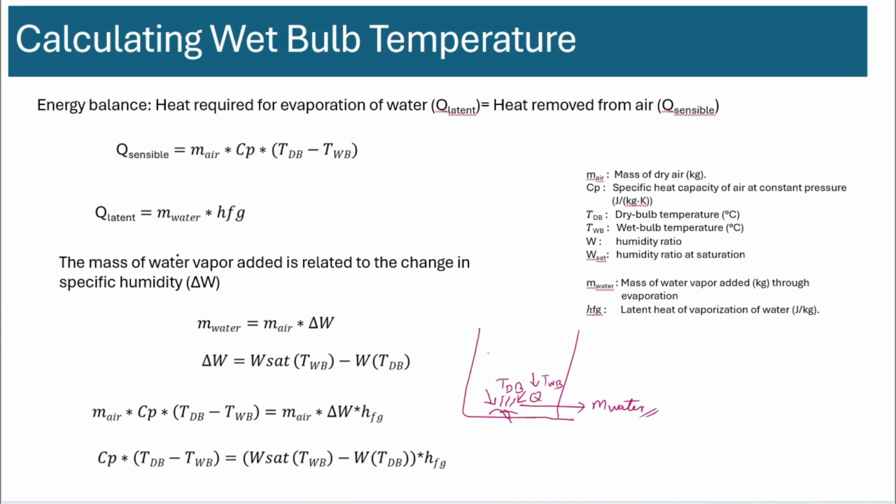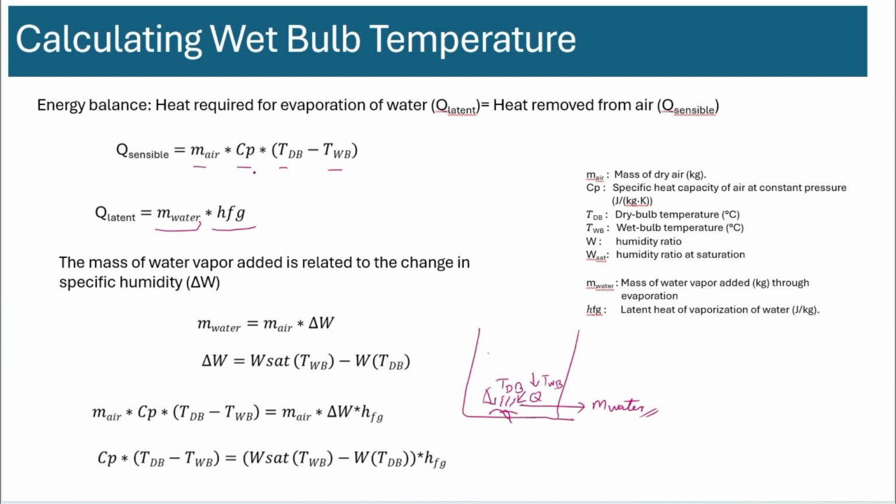If you did an energy balance, the heat of evaporation is the amount of water that is evaporating times the latent heat of evaporation. That's the total heat of evaporation. And the amount of energy removed from the air is the total amount of air around that water, from which this heat is removed, times the Cp, which is the specific heat of air, times the temperature difference.